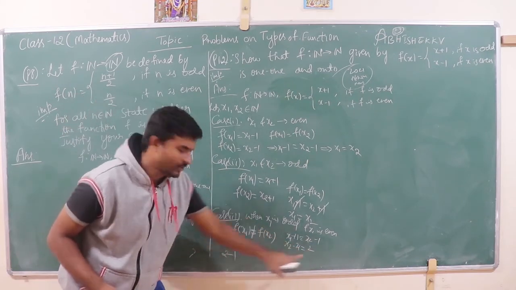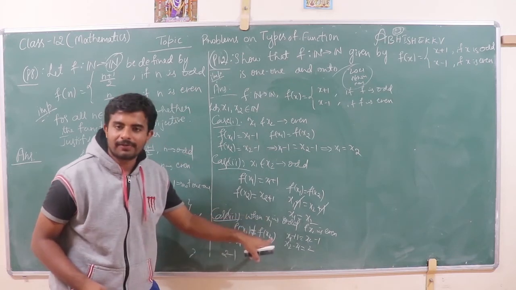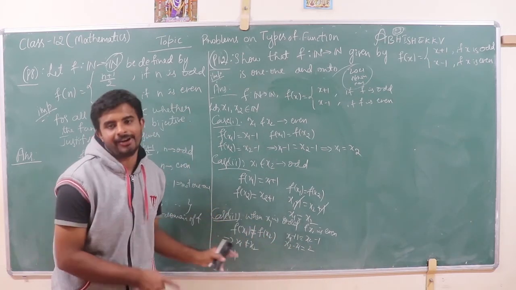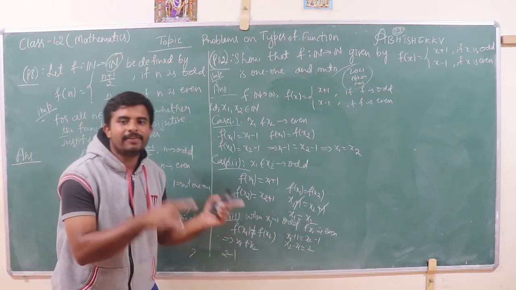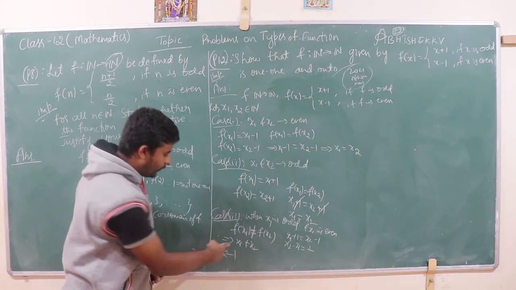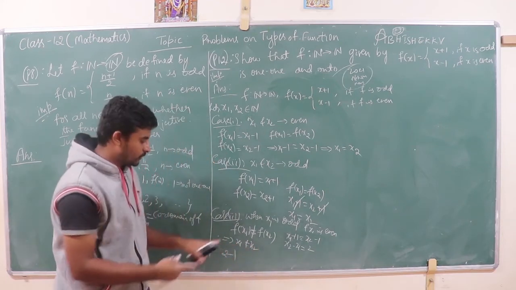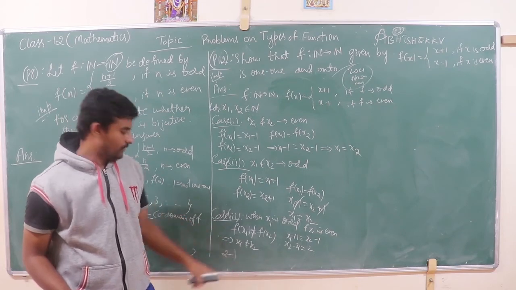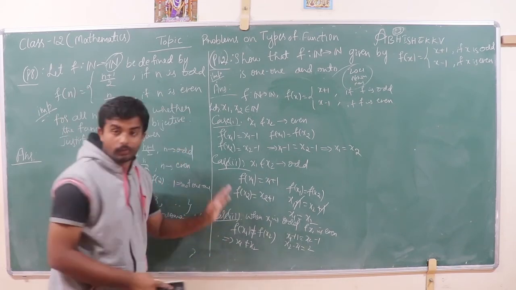We are getting 2. Therefore, f of x1 is equal to f of x2 implies x2 minus x1 is equal to 2, which is a contradiction, because the difference of even and odd number gives an odd number. This is a contradiction. Therefore, x1 should not be equal to x2. F of x1 not equal to f of x2 implies x1 is not equal to x2. Therefore, this is 1-1.